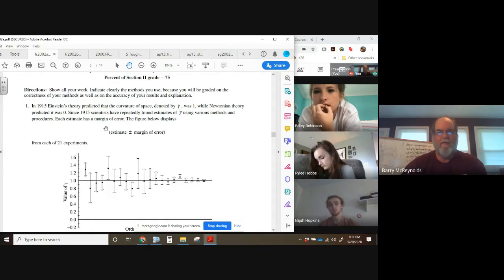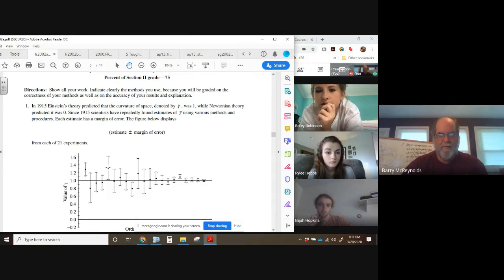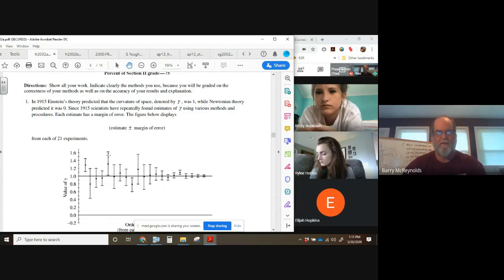And so it reminds you that these intervals, these confidence intervals, are calculated with a point estimate plus or minus margin of error. And so that's what you see here. The dot represents the point estimator, and then the brackets at top and bottom represent the range of the margin of error, or the range of the confidence interval.